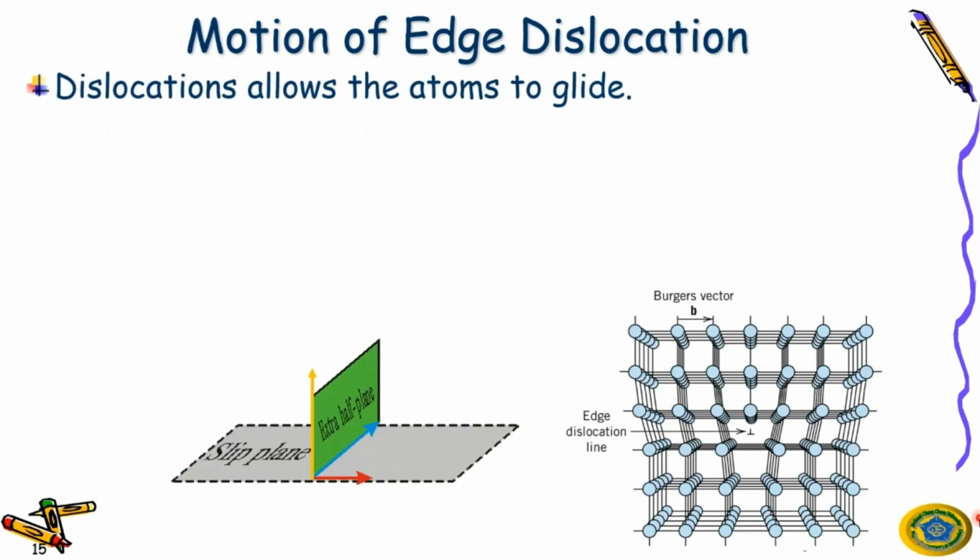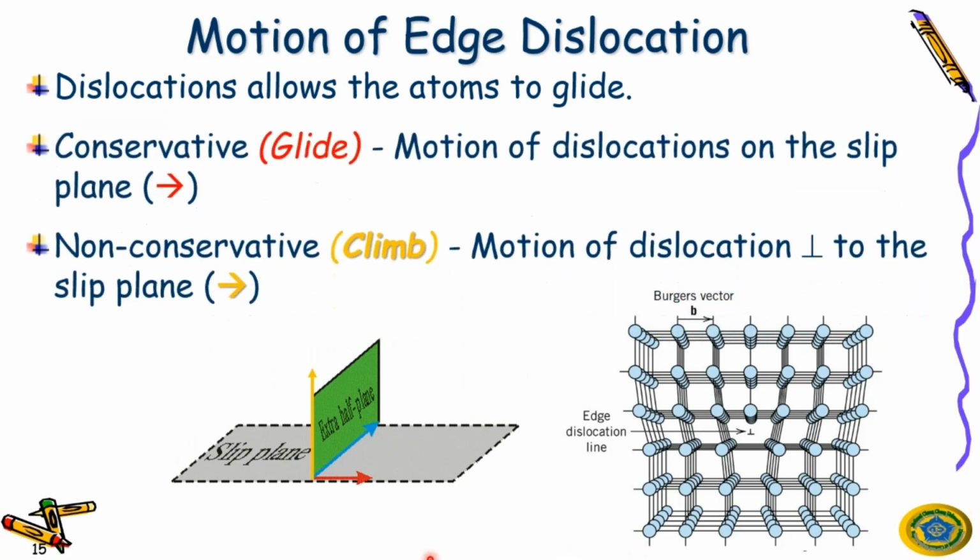Right, so dislocations allow the atoms to glide. There are two types. If you move from this side, it's called glide. If you move from this side, it's called climb. Climb. Okay, just for your information, this is easy.